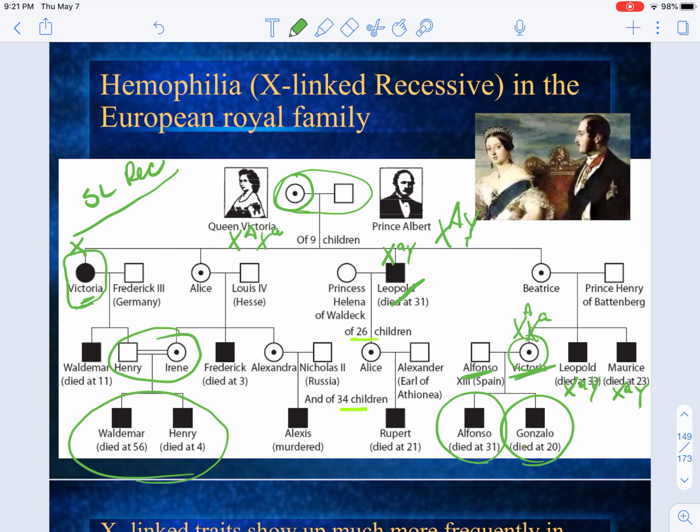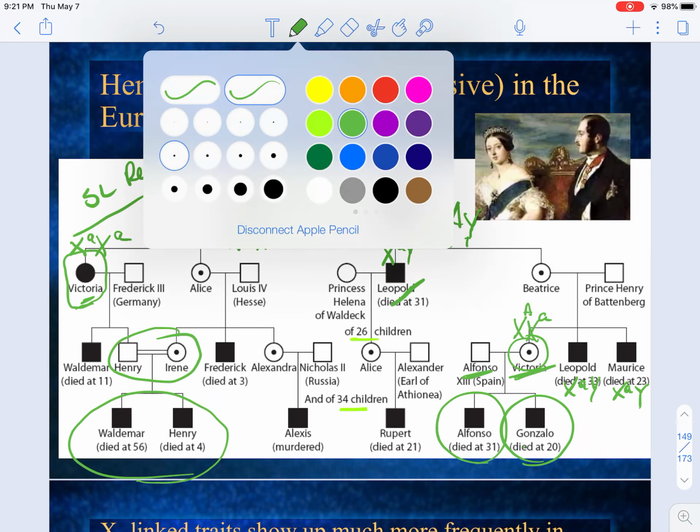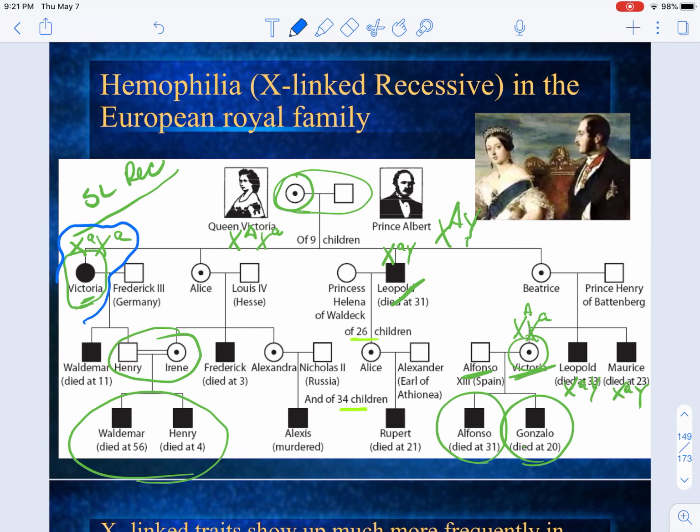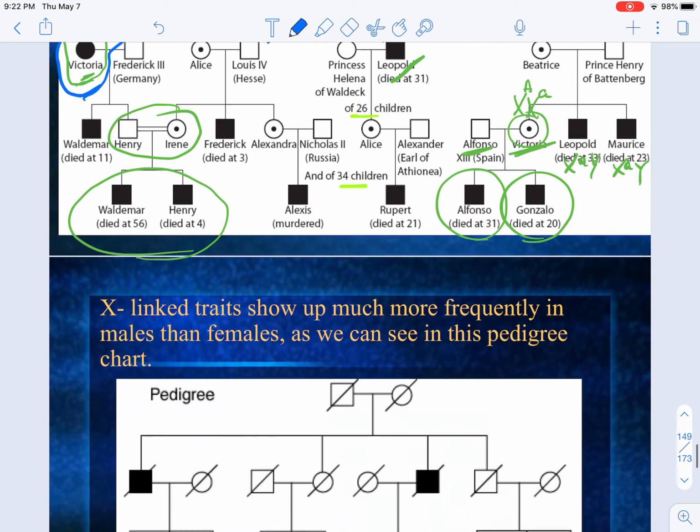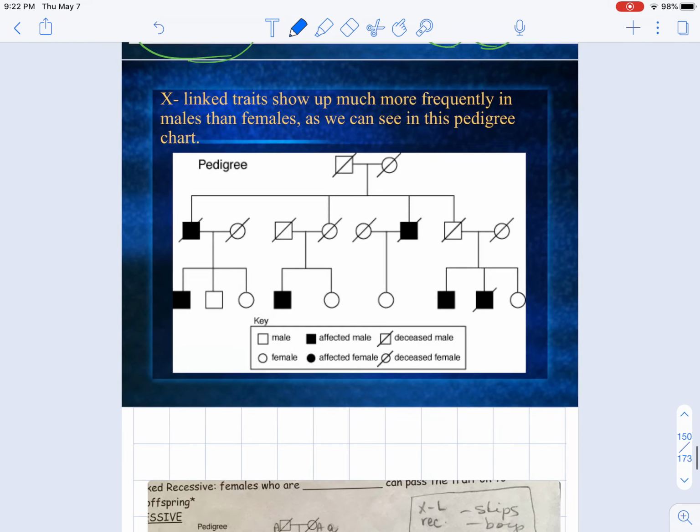So for Victoria to have hemophilia, she has to be recessive. Now, my friends, is it possible for baby Victoria to be recessive and be the child of Prince Albert? And obviously, that is a no. So she got a recessive gene from both parents. So Queen Victoria had some lover who was hemophiliac, and it wasn't Albert. So anyway, scandals in the royal family are fun to look at.